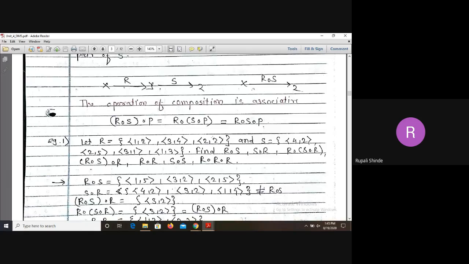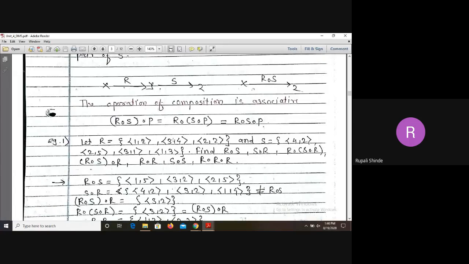So we can move to the next order pair, and that order pair is 2, 2. So again we have to find such an order pair in relation S whose first element is 2, and that element is 2, 5. So here that order pair is 2, 2. Here it is 2, 5. So again these two and these two will get cancelled. You will get the order pair as 2, 5. So that is written as the third order pair in R composition S.